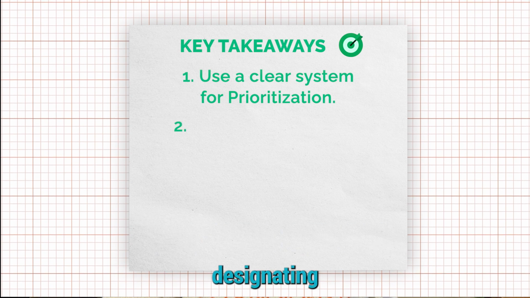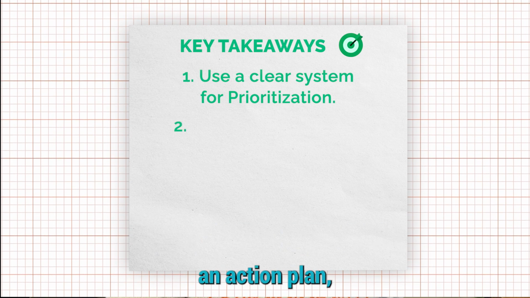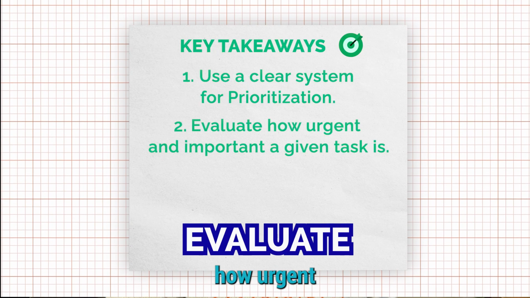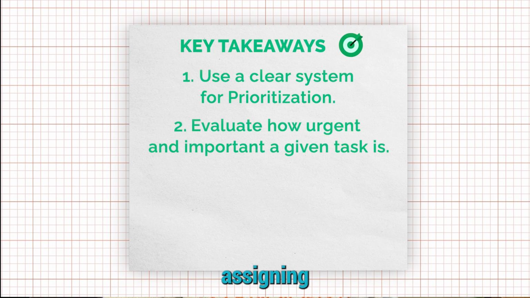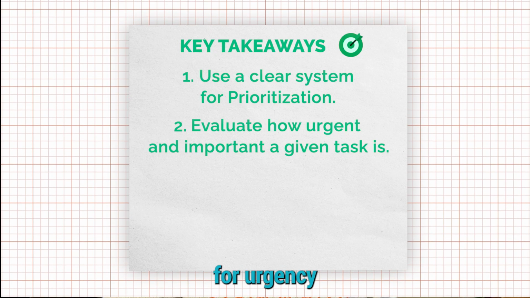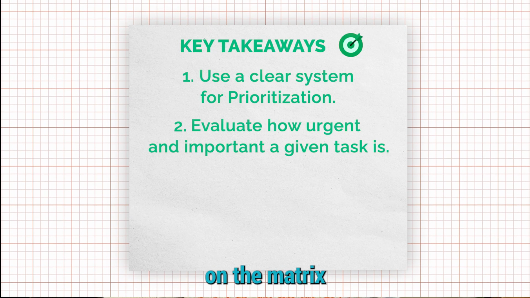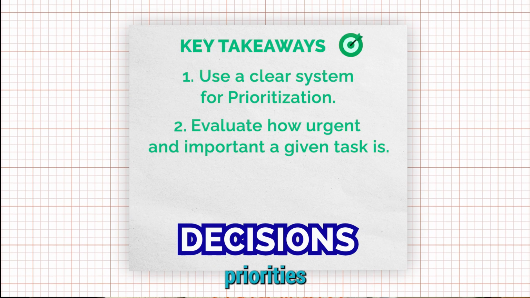2. When designating priorities and creating an action plan, it's important to evaluate how urgent and important a given task is. Using the Eisenhower Matrix involves assigning a value of 1 through 10 for urgency and importance. Then you can plot your task on the matrix and make decisions about your priorities accordingly.